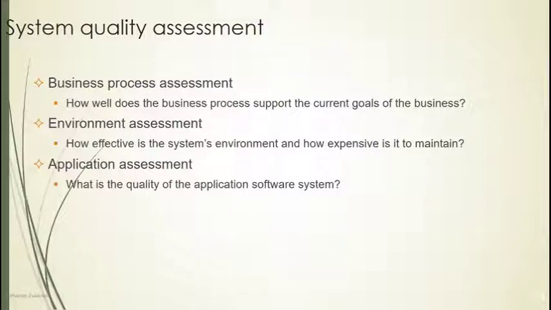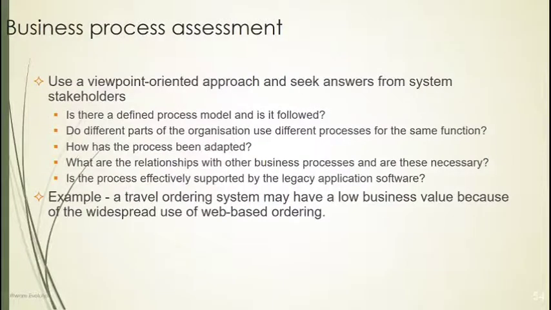System quality assessment. In the system quality assessment, there is business process assessment, environment assessment, and the third one is application assessment. In the business process assessment: how well does the business process support the current goals of the business? In the environment assessment: how effective is the system environment and how expensive is it to maintain? In the application assessment: what is the quality of the application software system? So these are the three system quality assessments.